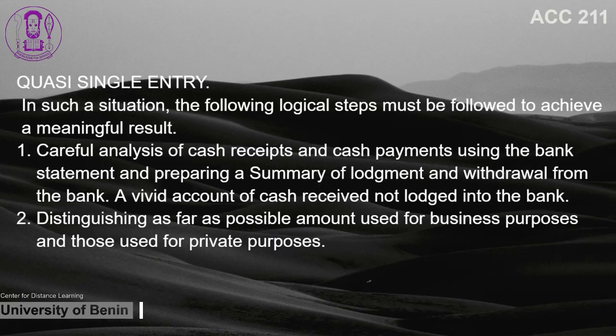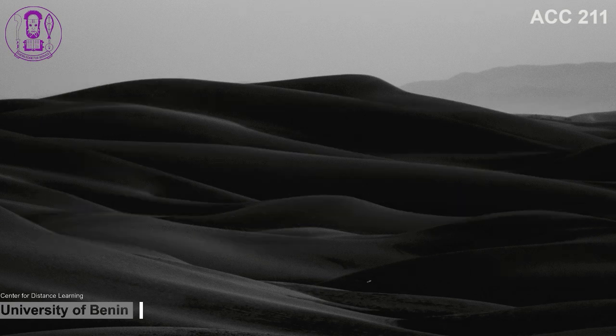Quasi-single entry. In such a situation, the following logical steps must be followed to achieve a meaningful result. 1. Careful analysis of cash receipts and cash payments using the bank statement and preparing a summary of lodgement and withdrawal from the bank. A vivid account of cash received was not lodged into the bank. 2. Distinguishing as far as possible amounts used for business purposes and those used for private purposes.